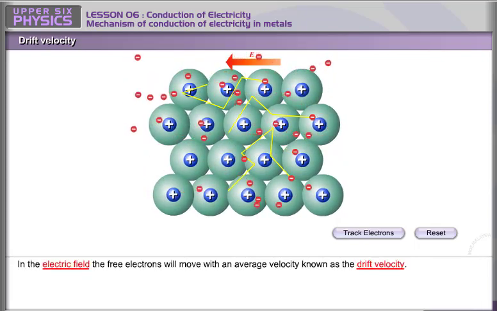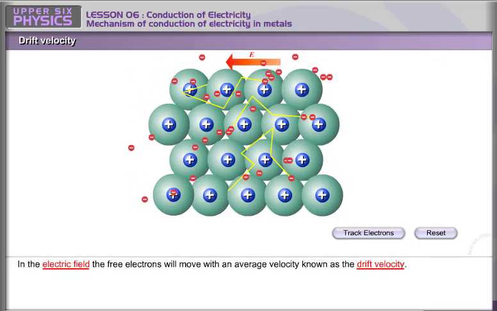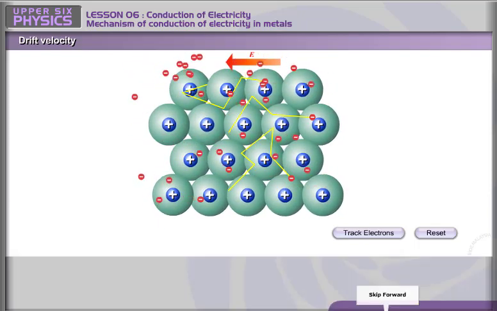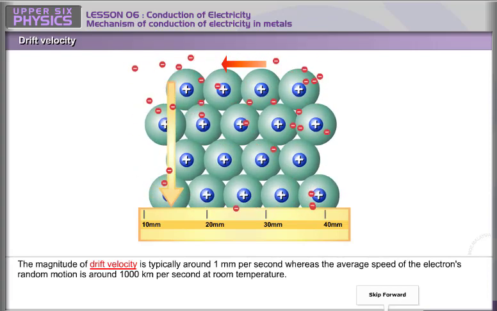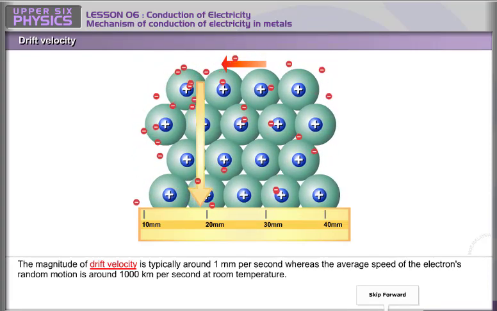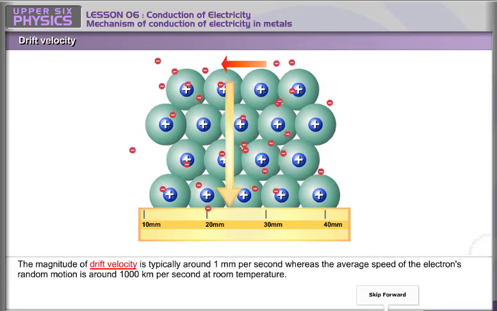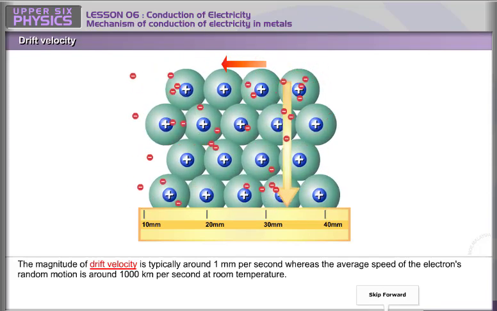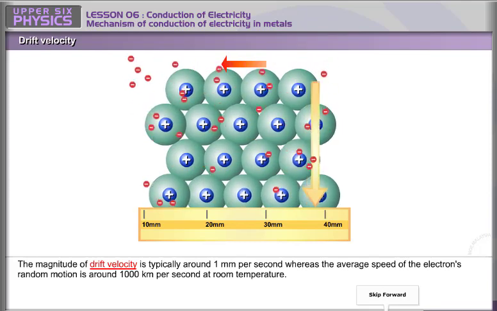In the electric field, the free electrons will move with an average velocity known as a drift velocity. The magnitude of drift velocity is typically around 1 mm per second, whereas the average speed of the electron's random motion is around 1000 km per second at room temperature.